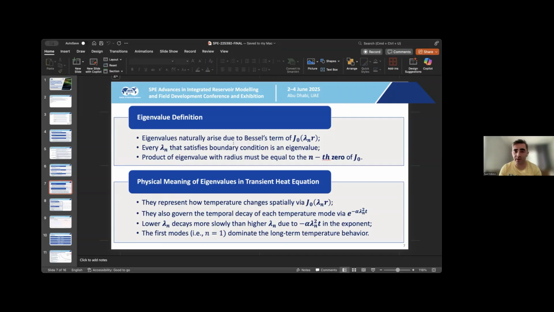For anyone who doesn't come from a math background, Bessel's comes in when you try to solve heat transfer in cylindrical coordinates. You end up with these Bessel's oscillations, and every eigenvalue that satisfies the boundary condition, every number that satisfies the boundary condition is an eigenvalue, and the product of the eigenvalue with the radius must be equal to the nth zero. I mean, this is deep math. I'll only focus on the practical side. I will skip the theory.